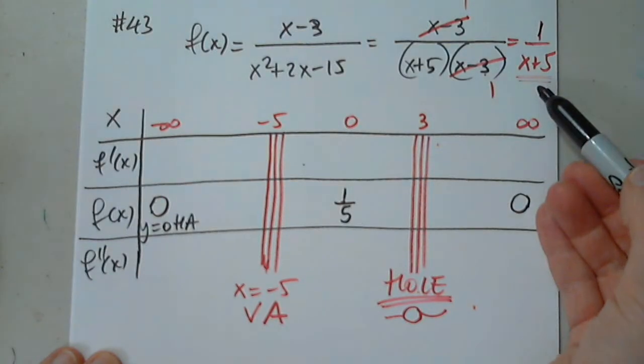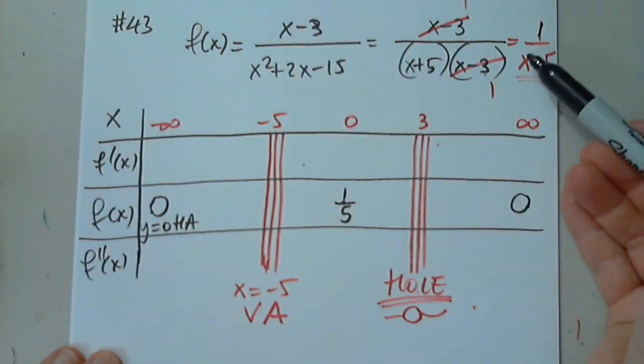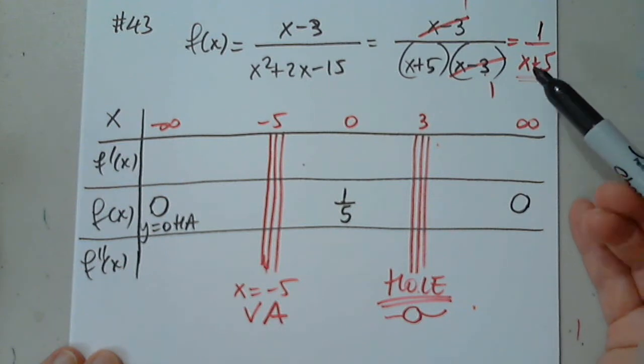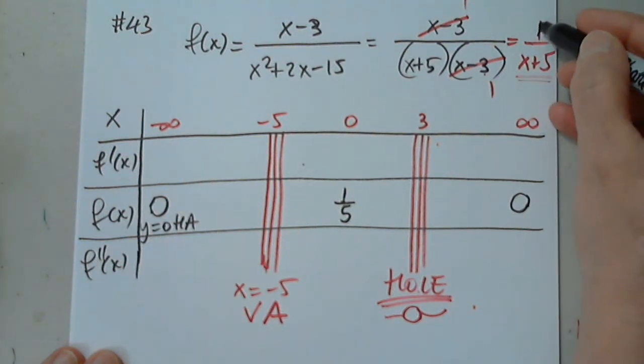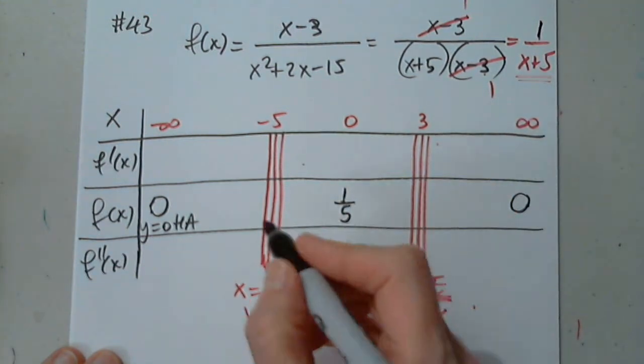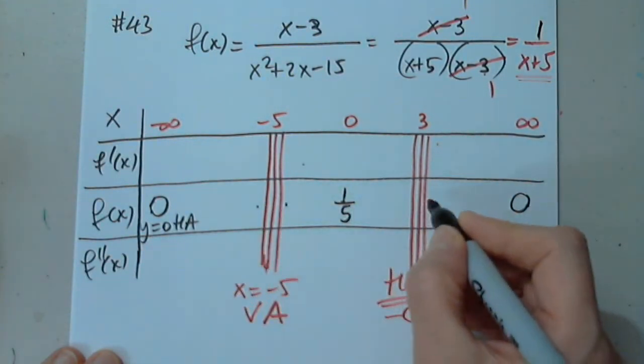Good. Can this be 0? Can 1 over x plus 5 be 0? In other words, is there an x-intercept? When the numerator cannot be 0, the fraction cannot be 0. The only thing I'm missing is these limits.